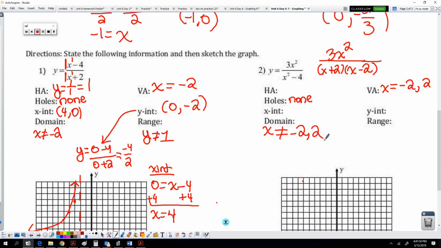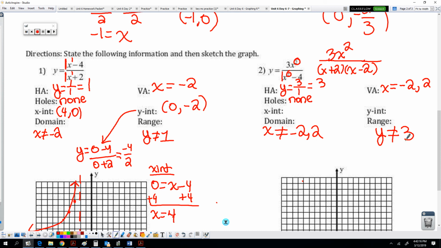Now, my y equals. Take a look at the degrees. It's 2 and that's 2. So you're going to take the ratio of your leading coefficients. So it's 3 over 1. So your horizontal asymptote is going to be y = 3. So that means your y is not equal to 3.